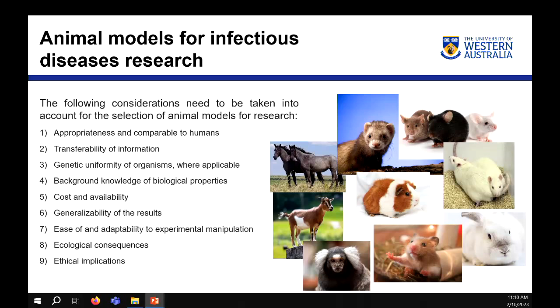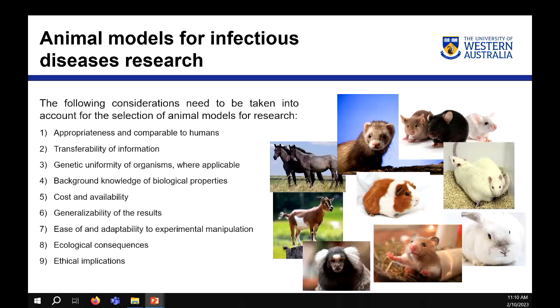First of all, is its appropriateness and comparability to humans. So doing things like PK studies in rats, because it's physiologically more relevant to humans than mice, for example. The transferability of information: is it applicable to humans? So again, if you've got an infectious disease model, is that model showing what happens in humans? Because if it isn't, then you're not going to be able to use that information. Genetic uniformity of organisms. So a lot of the animals that we use are inbred. Background knowledge of biological properties. Cost and availability is a really important one.